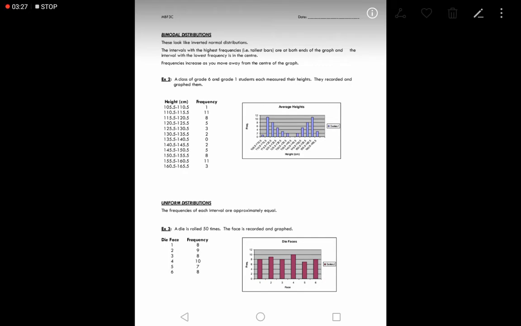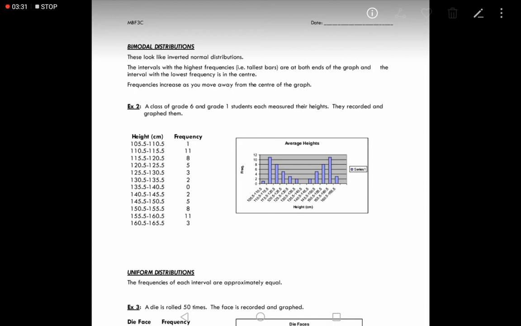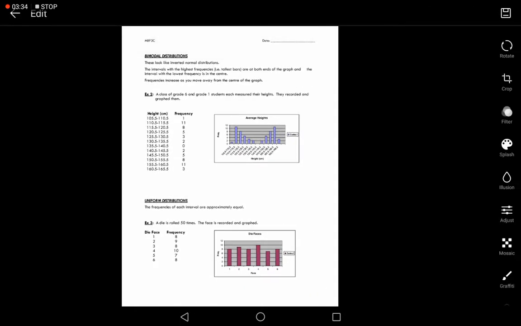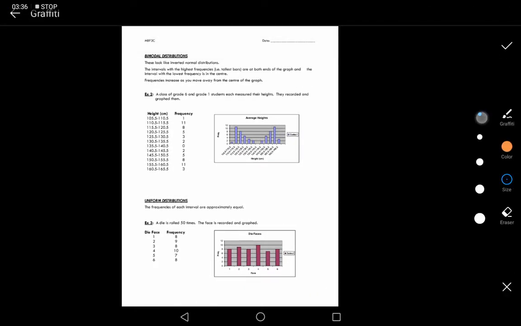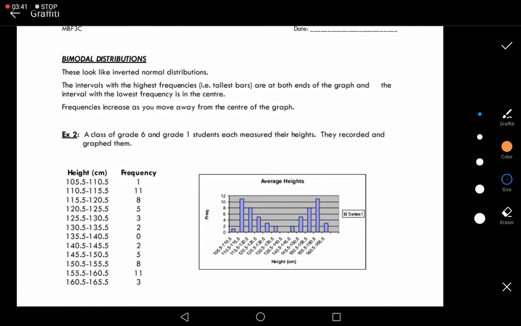The second type of distribution that we could have is bimodal distribution. These look like inverted normal distributions. Remember, inverted is just a word that basically means opposite. The intervals with the highest frequencies, which are the tallest bars, are at both ends of the graph, and the interval with the lowest frequency is in the center. So frequencies increase as you move away from the center of the graph.